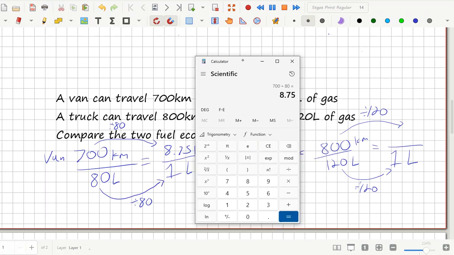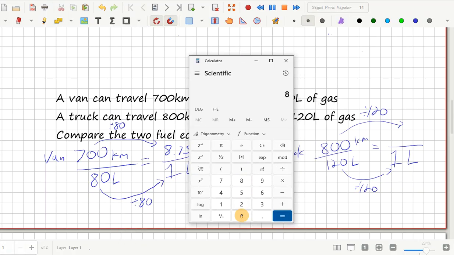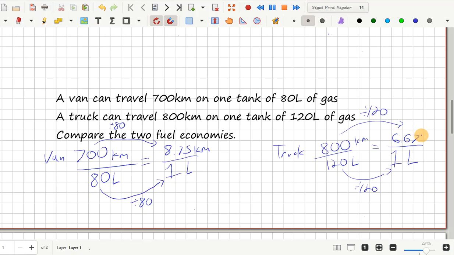The truck, if I take its fuel economy, I divide by 120, so I take 800, and I divide by 120 for this one, and it gets about 6.67, we'll say. And that would be kilometers per 1 liter. So we can see that the van has better fuel, what we call fuel economy. Okay, so the van has better fuel economy because it can go farther, 8.75 kilometers per 1 liter, than the truck that can only go 6.67 kilometers per liter.